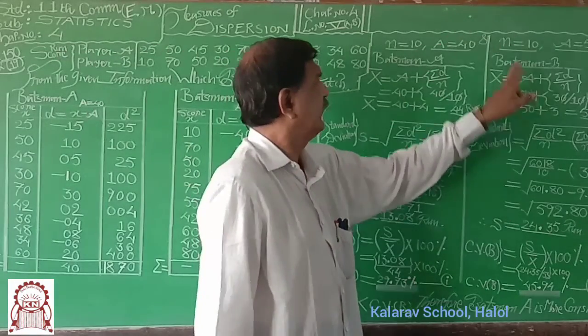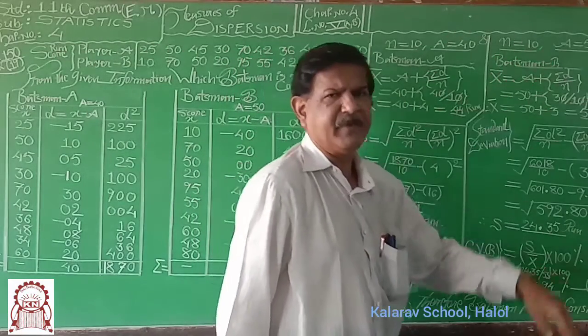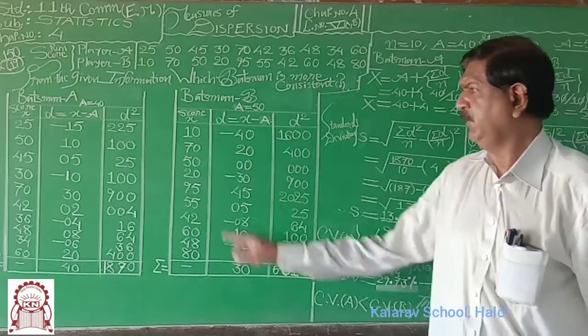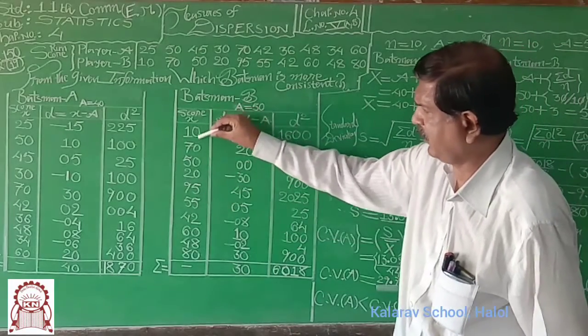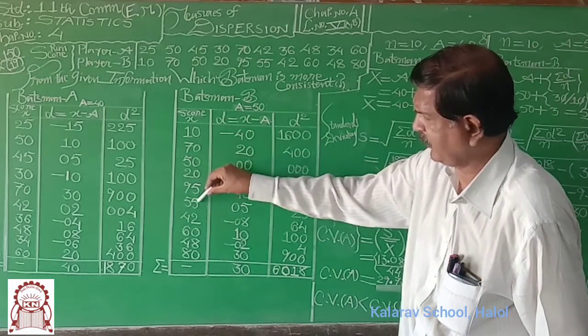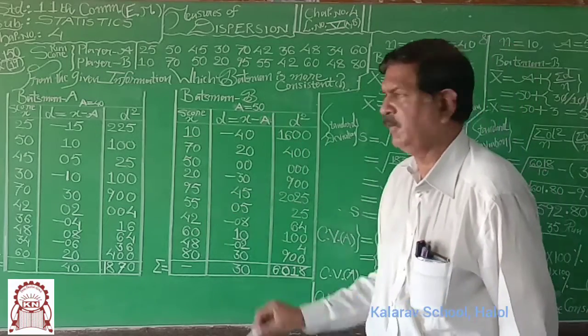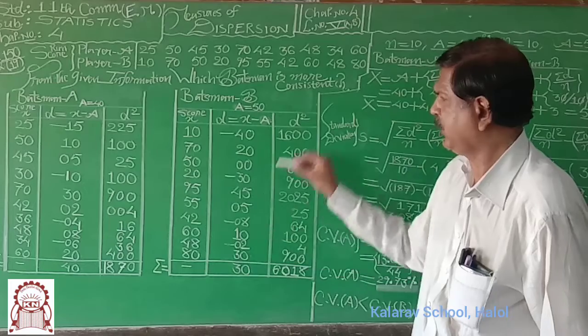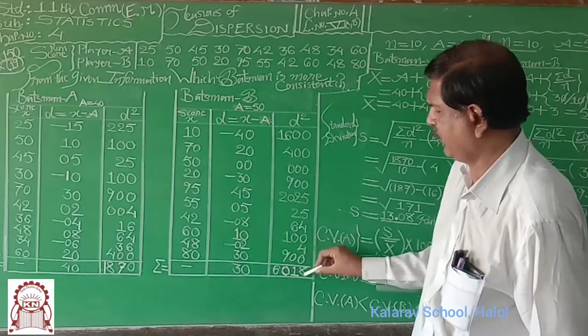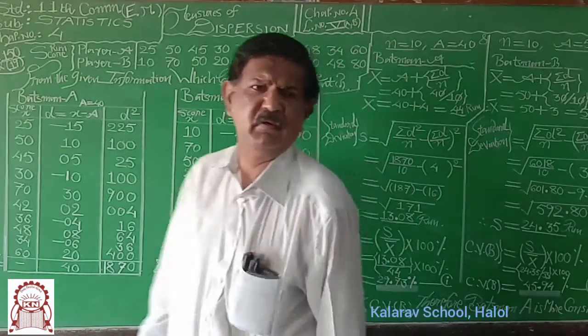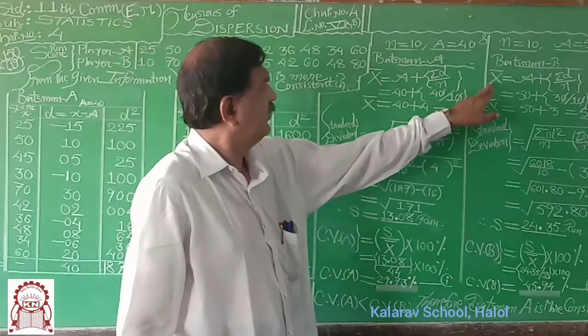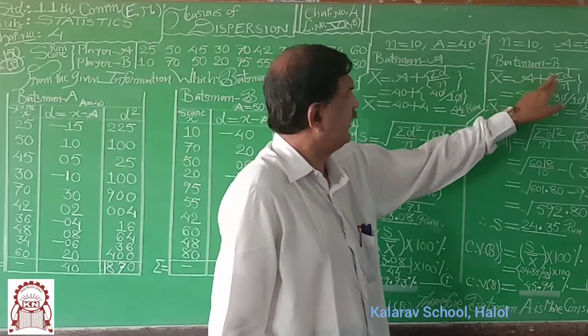29.73%. Answer number 1. The same calculation, a similar calculation, for batsman B or player B. See this: N equal to 10, A equal to 50. Items 1, 2, 3, 4, 5, 6, 7, 8, 9 and 10, and A means assumed value 50. Total of D is 3030, total of D square is 6018. Right? Arithmetic mean x bar is A plus sigma D upon n.